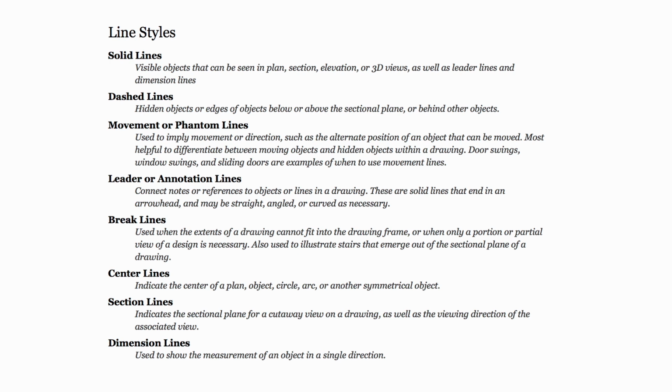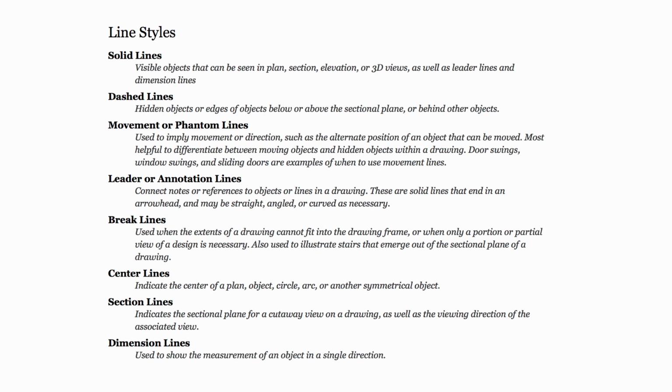Solid lines are visible objects seen in plan, section, or elevation. Dashed lines or hidden lines show something that isn't actually there, but it's referencing it. So it could be something that's above, it could be something that's behind something else, and we show it as a dashed line. It's very common. So between solid and dashed lines, those are the 2 most common lines that you're going to see in an architectural drawing.